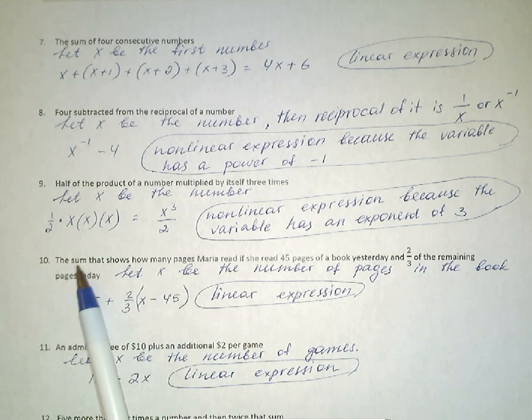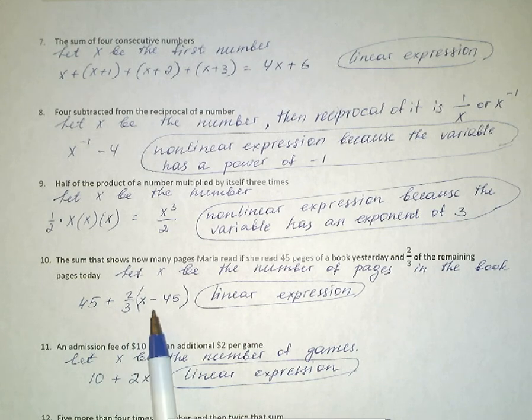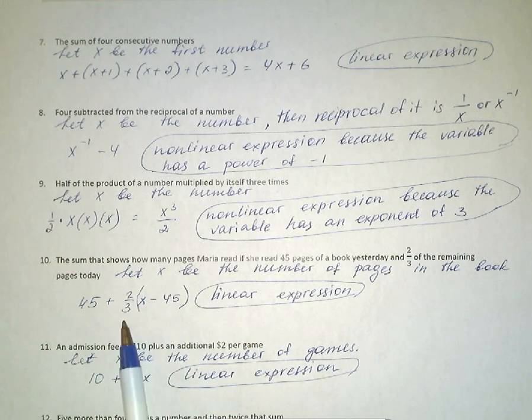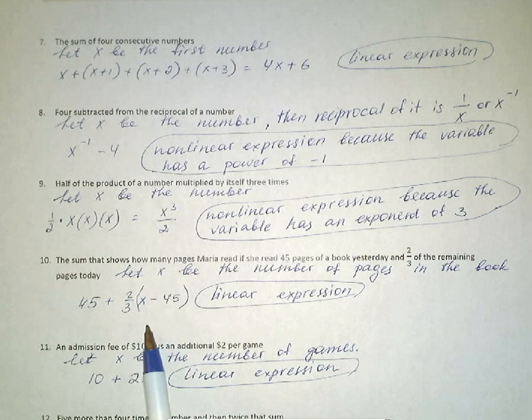And you want to show the sum of how she read yesterday, how much it was 45, and that will be added to how much she read today. X is the original number of pages, minus 45 is what she read yesterday, and 2/3 of that is going to be how much she read today. That is going to be a linear expression because you're not multiplying x by itself or anything like that. X is only used once.